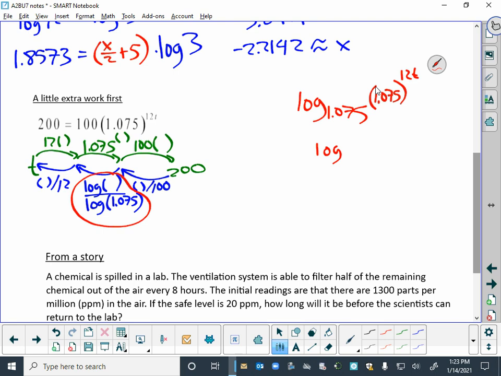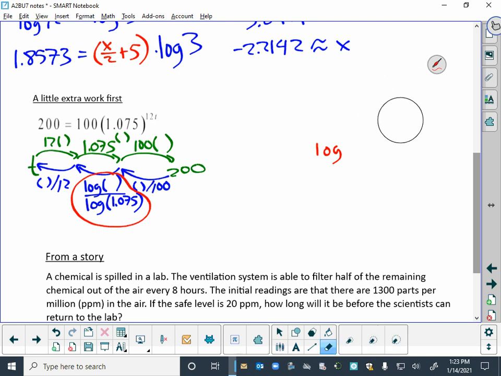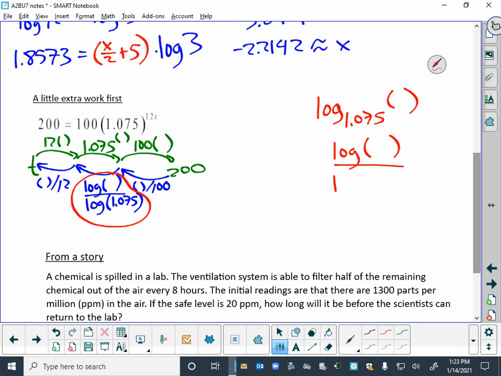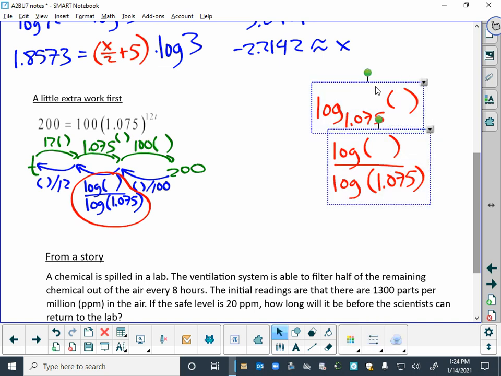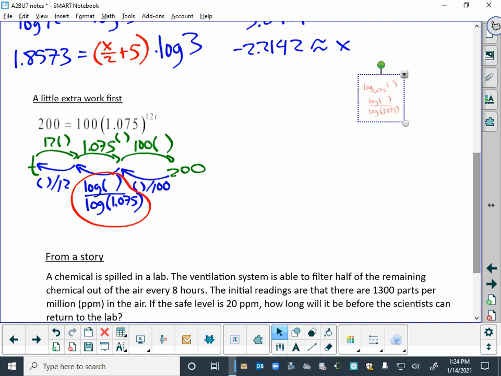So, but this inverse operation there is, again, 1.075. We're changing that with the change of base formula into the log of something divided by the log of 1.075, the old base. So that's what our change of base formula looked like, and that's what we're doing right there. Okay.